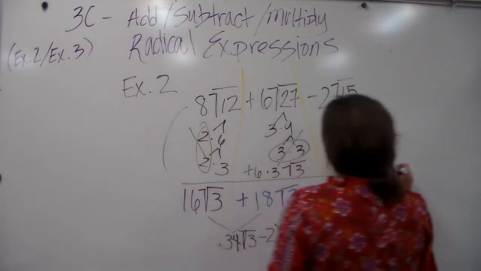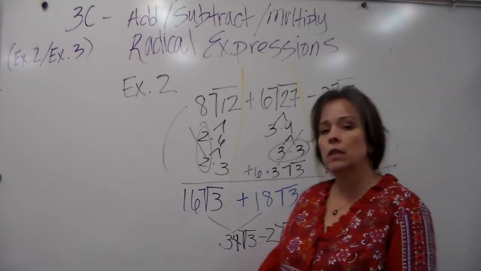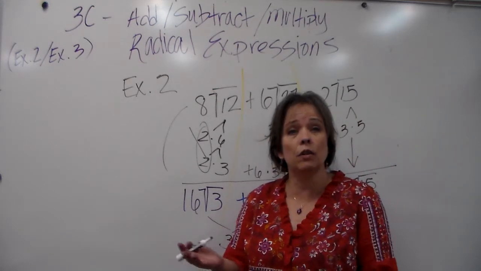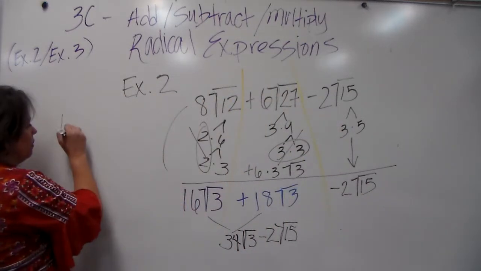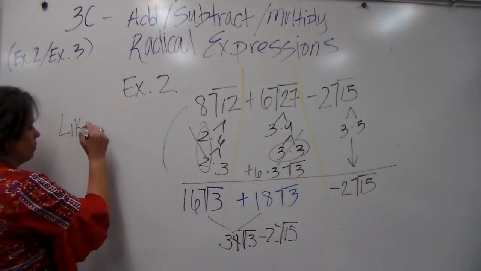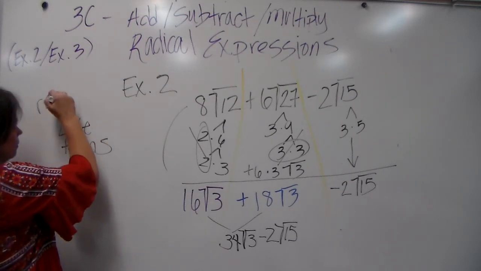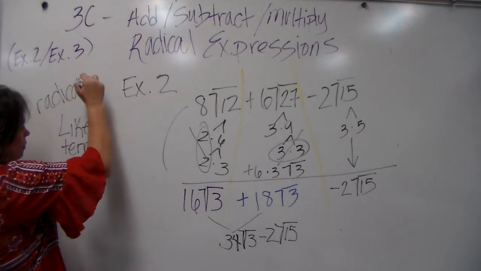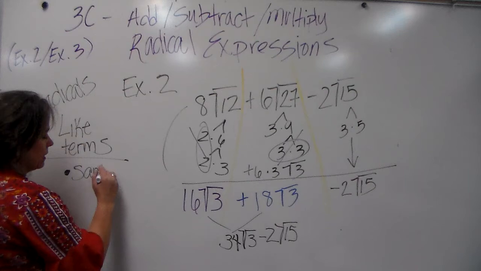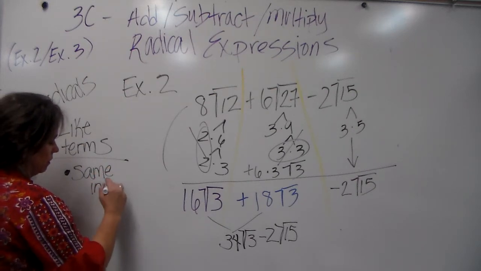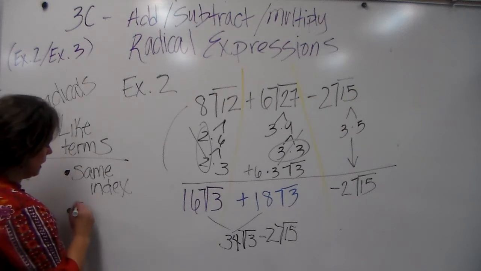So remember, we're going to try to simplify each term, and then once we do, we'll combine any like terms. And when we're talking about like terms for radicals, we need to have radicals that have the same index, right? And the same number on the inside.